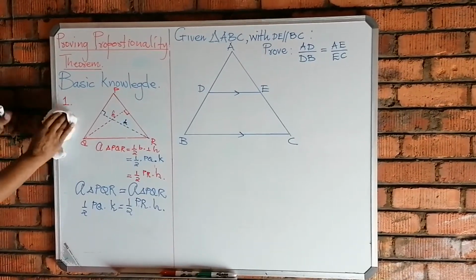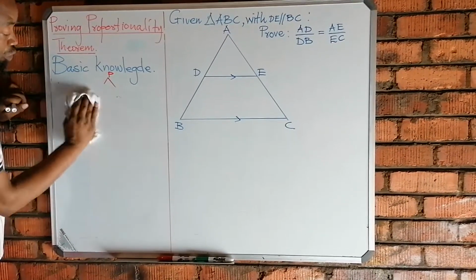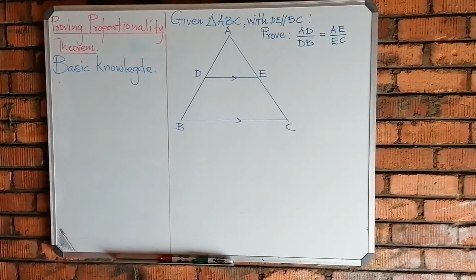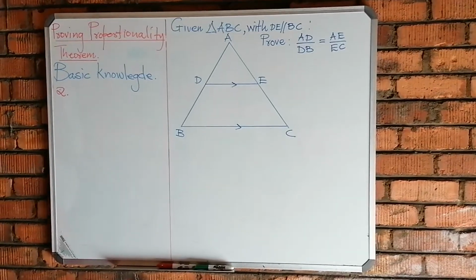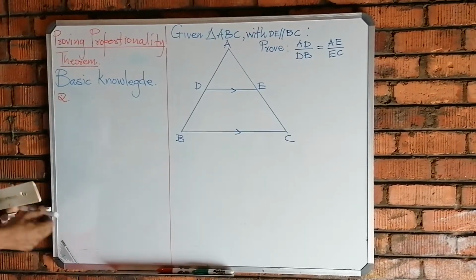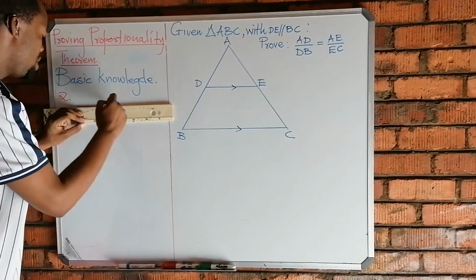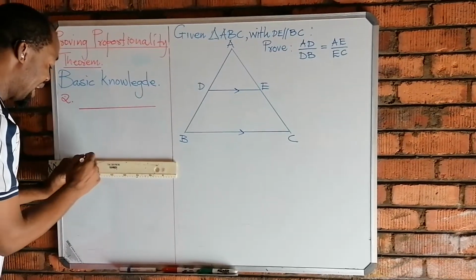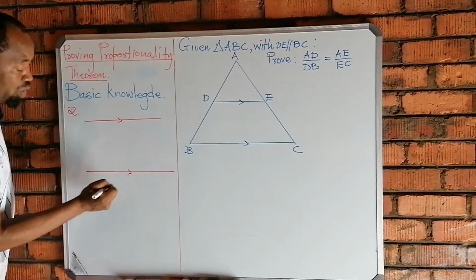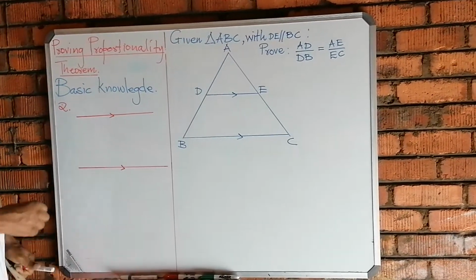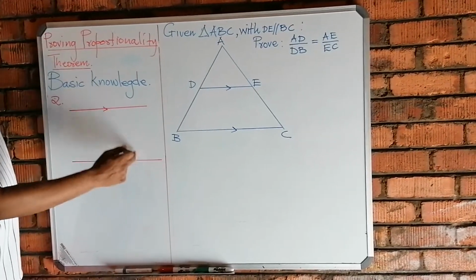Now let's go to basic knowledge number two. This is very, very important in the proof of the theorem. Basic knowledge number two. What you need to know from the previous grade is the fact that, number one, when lines are parallel, I'm talking about two lines which are parallel here, they maintain the same height between them throughout.